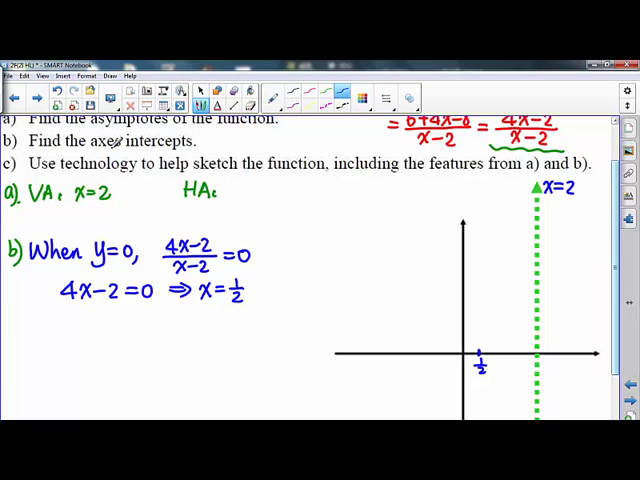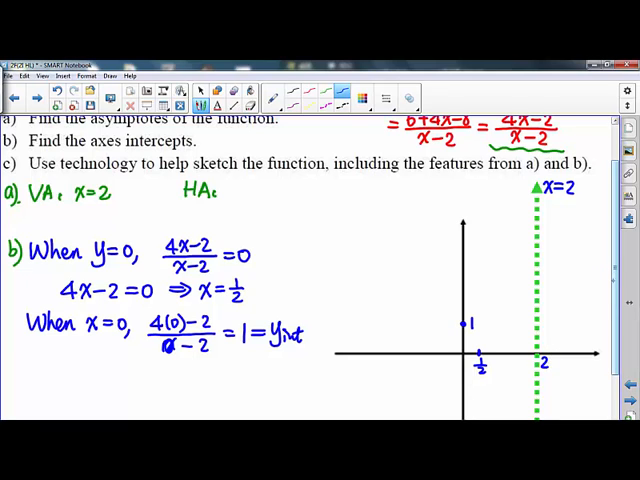Let's find the y-intercept. Y-intercept is easier. Let's say x is 0. So let's plug x is 0 in. It's 4 times 0 minus 2 over 0 minus 2. So this one is negative 2 over negative 2. It's 1. So the y-intercept is 1. So this is the y-intercept. Pass through 0, 1. This point.